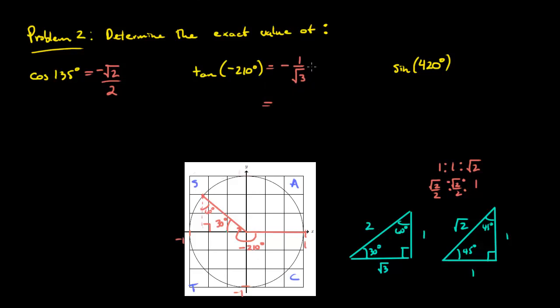And I haven't shown this in a while, but we do this just by multiplying both the numerator and denominator by the square root of 3. So we get that the tangent ratio of minus 210 is equal to minus root 3 over 3. Now, so we can get rid of that now.